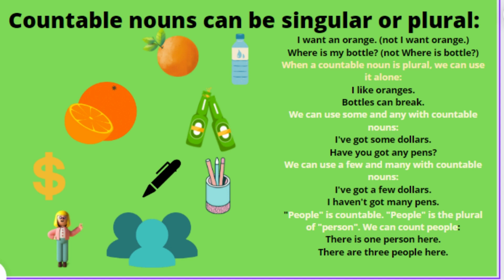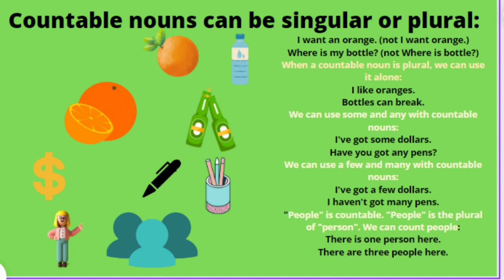Now we can use some and any with countable nouns. I have got some dollars. We have used here some before dollars. Have you got any pens? Here we have used the word any before pens.